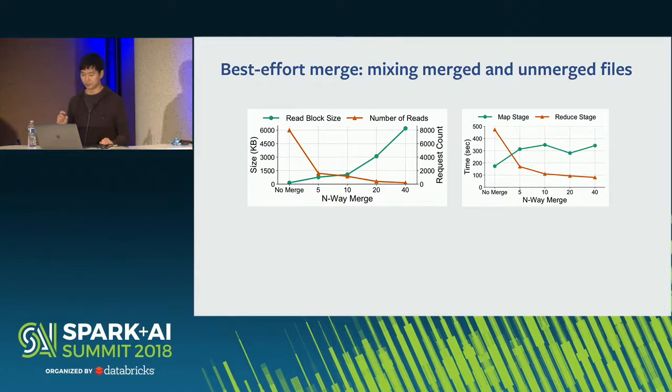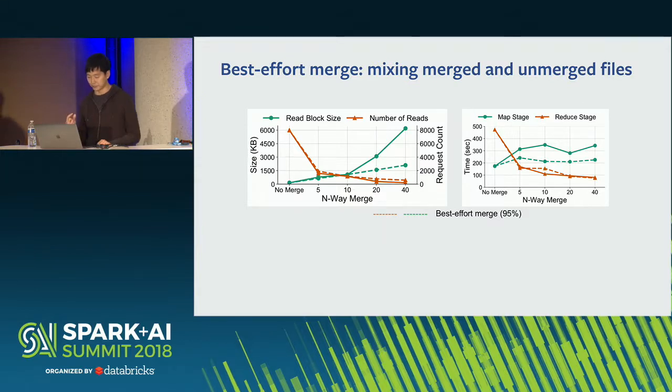This leads to one of our first optimizations, which is best effort merge. Essentially, instead of waiting until all the merges are complete, we wait until a specific threshold, and then we just go ahead. This uses the property that the merging doesn't actually change any of the data that we're reading. So we can mix together merged and unmerged files and still get a consistent result. In this case, we set 95% as the threshold.